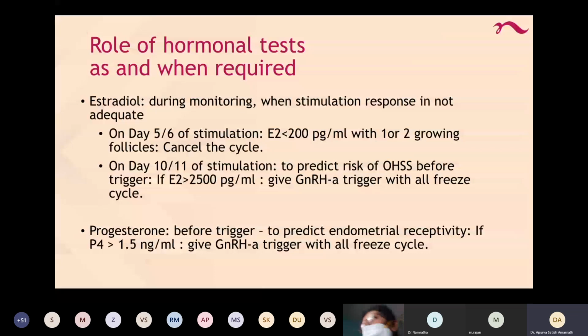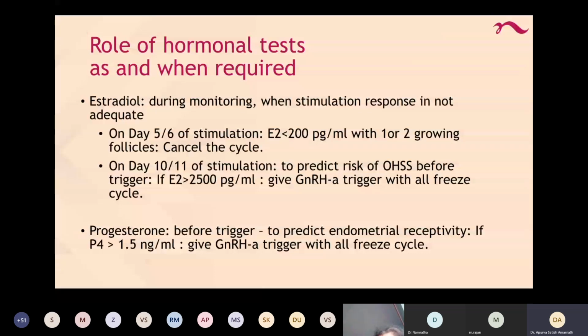On day 10 or day 11 of stimulation, monitoring of estradiol is done to basically predict the risk of OHSS before the trigger. If the E2 value is more than 2500, give a GnRH agonist trigger with an all-freeze cycle, and a frozen embryo transfer to be done at a later date.